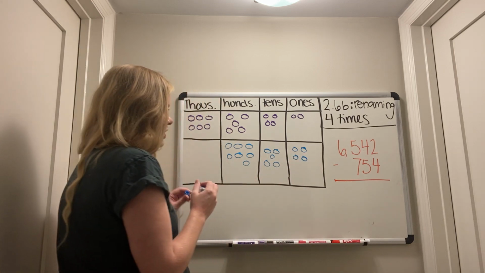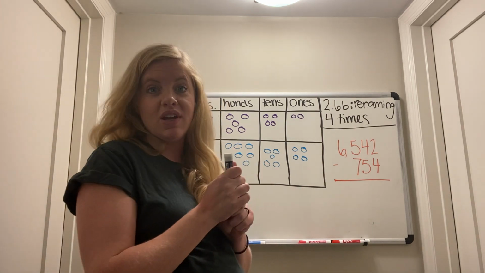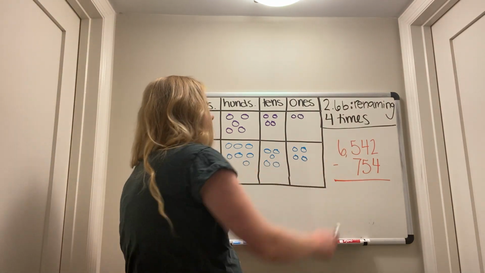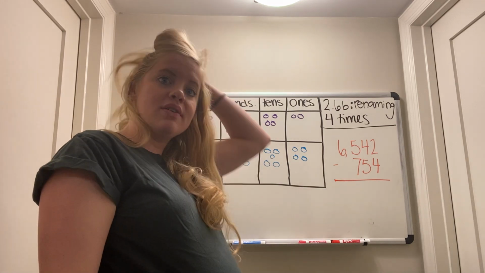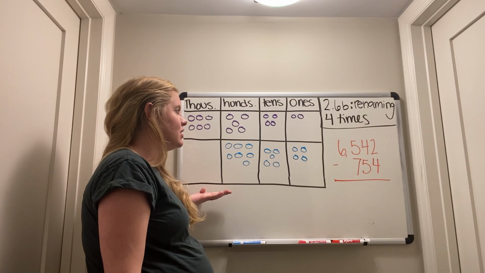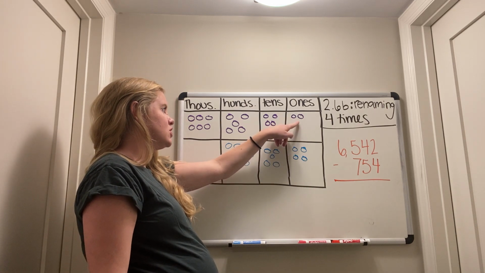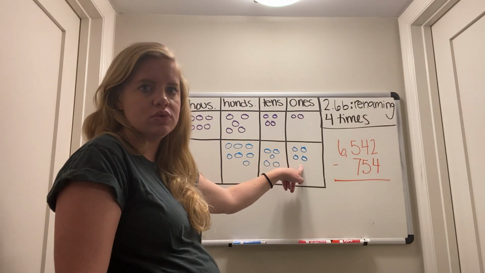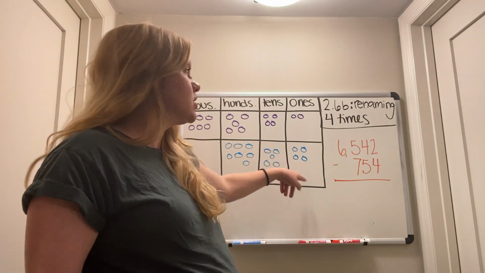Okay, so now, where do we start? We always start in the ones when we're doing our vertical algorithm. So we're going to start in the ones when we're using our place value chart as well. First thing that we notice about the ones, we want to take this away from this. 2 minus 4. Can we subtract 4 from 2? We can, but it would be negative. So we're not going to do that.